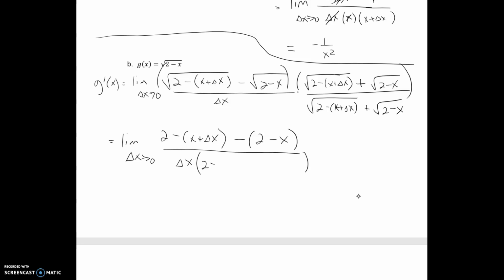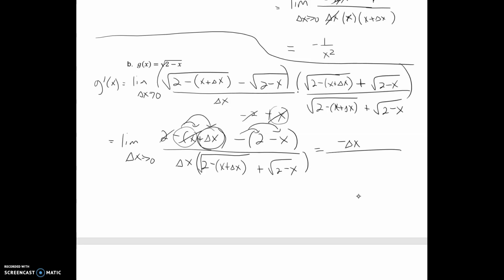So that's going to be the square root of 2 minus x plus delta x plus the square root of 2 minus x. And now let's see if we can save a little bit of writing. I'm going to distribute that. So if you distribute that, you get negative 2 plus x. That's important. So 2 minus 2 is 0. Negative x plus x is 0. And we'd have to distribute that delta x too. In other words, this term has to be a negative. So I end up with only a negative delta x in the top.